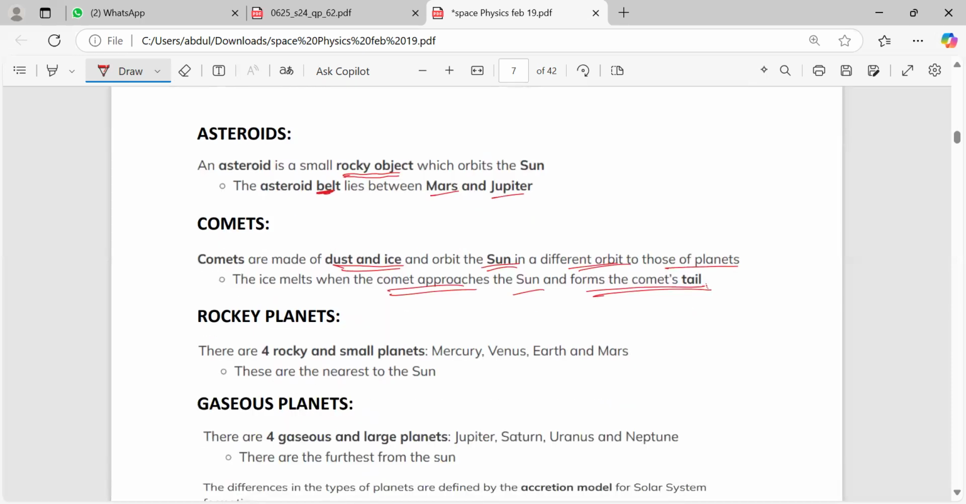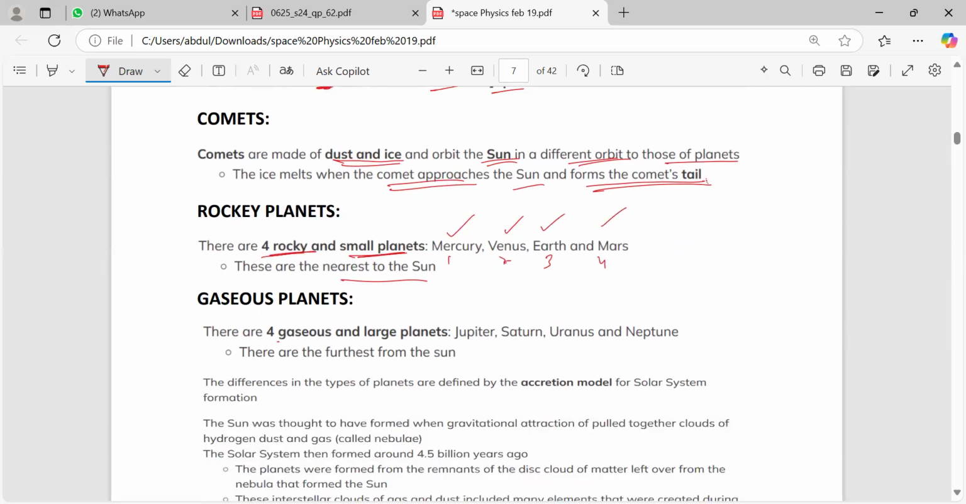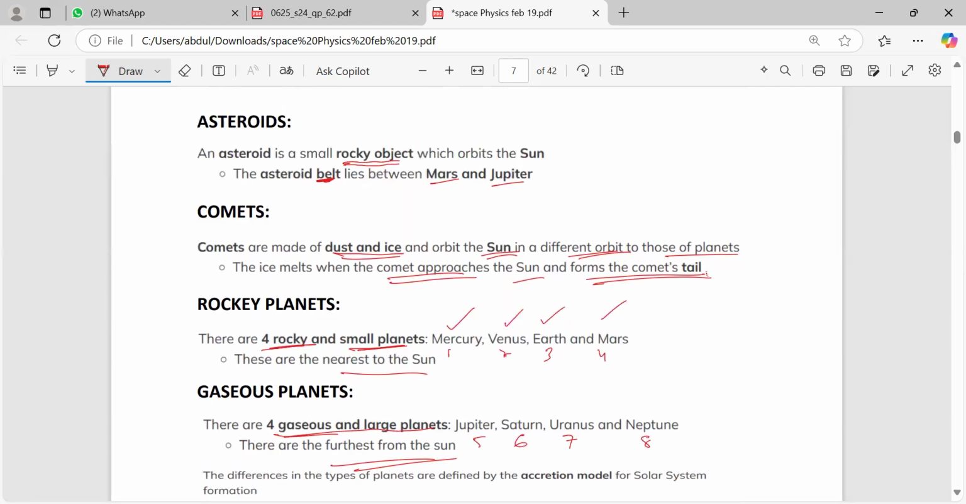Now, rocky planets. There are 4 rocky and small planets, and what are they? They are Mercury, Venus, Earth and Mars, and they are nearest to the sun. 1, 2, 3, 4, like this is their order from the sun. Gaseous planets, there are 4 gaseous large planets: Jupiter, number 5 from the sun, then Saturn, Uranus and Neptune. These are furthest from the sun and they are gaseous planets.